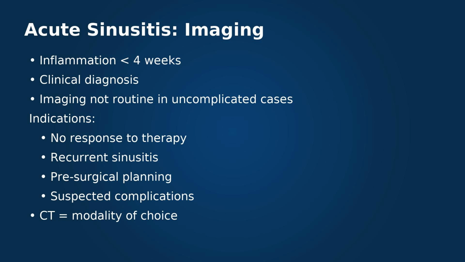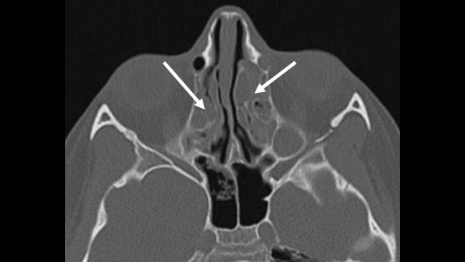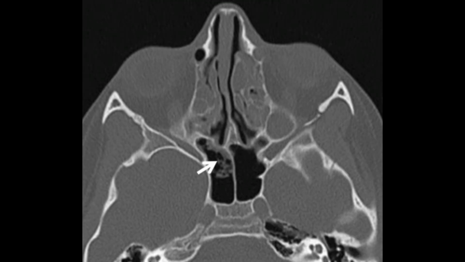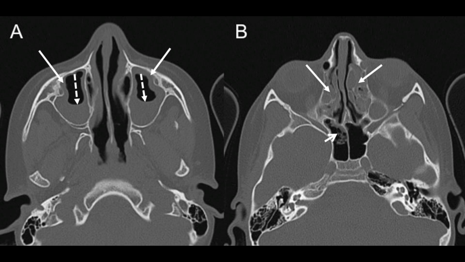The most common CT findings include diffuse or localized mucosal thickening, air fluid levels that suggest active secretions, and the so-called bubbly pattern, where mucosal thickening is interspersed with small air bubbles. These features, when correlated with the clinical presentation, strongly support the diagnosis of acute sinusitis.